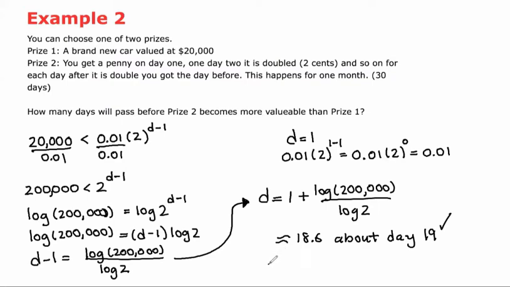So if I actually take 0.01 and multiply it times 2 to the 30 minus 1, that would be 0.01 times 2 raised to the 29th power, 5,368,709.12.